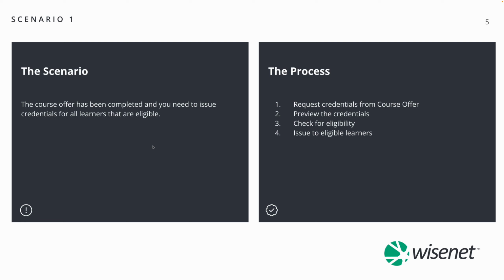Scenario 1. The course offer has been completed and you need to issue credentials for all learners that are eligible. You will request credentials from the course offer, preview the credentials, check for eligibility, and issue to eligible learners.